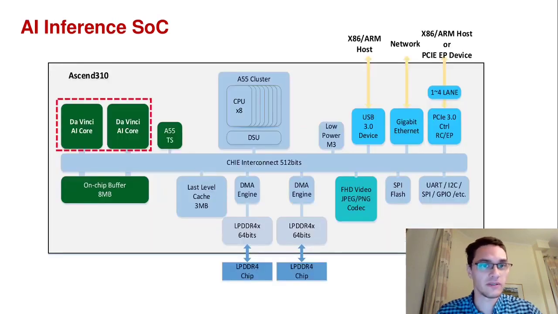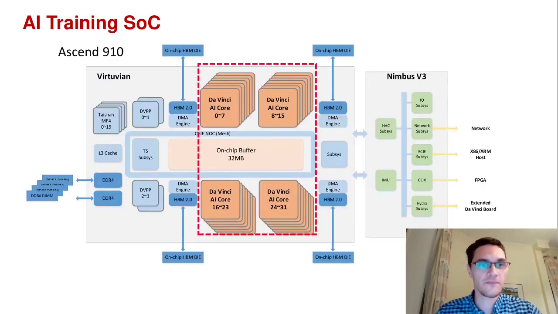Huawei designed AI inference SoCs for edge and cloud inference, and of course the biggest in the series, the training SoC Ascend 910, which incorporates 32 DaVinci AI cores, and is intended to be utilized in large-scale neural network training in the cloud.